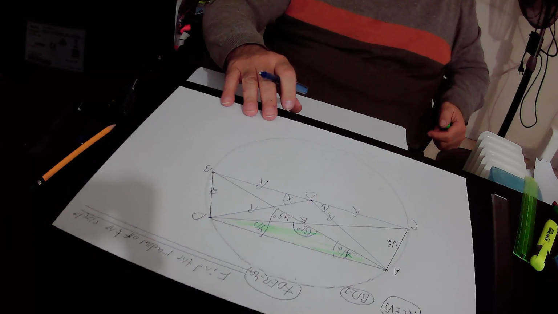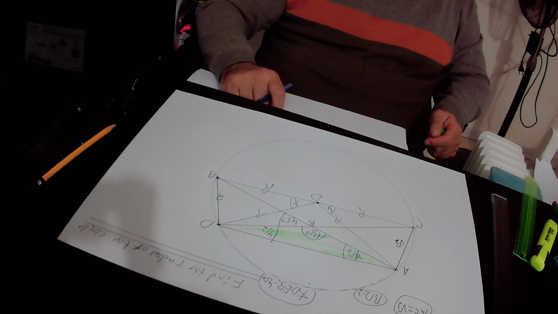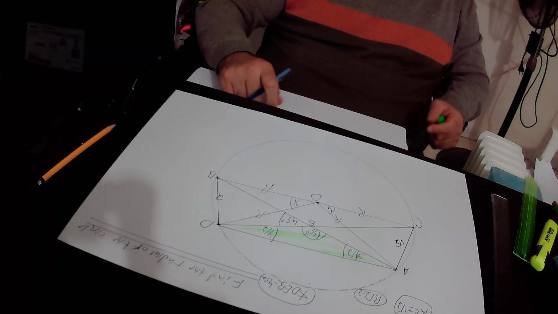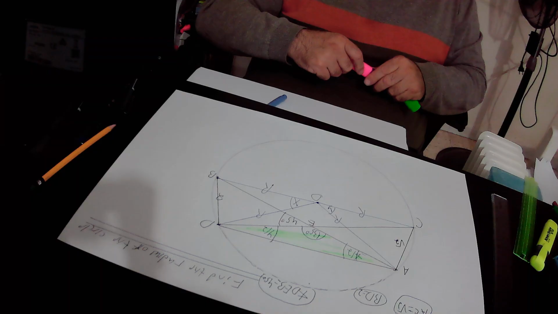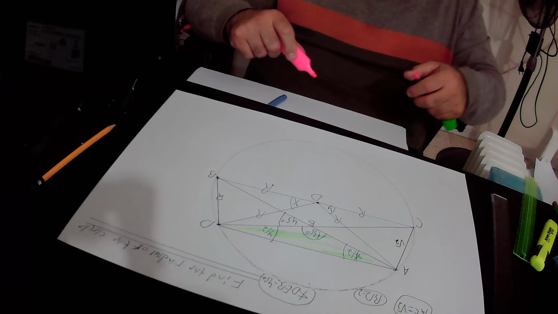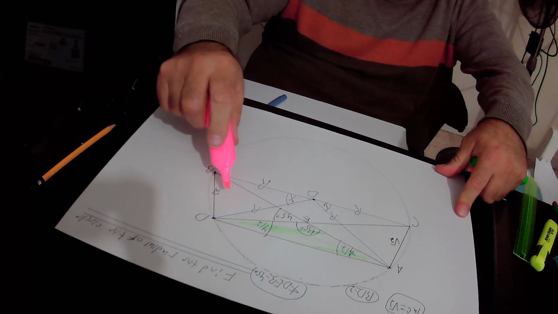In the next step, we will implement the law of cosines in the pink triangle ODB.